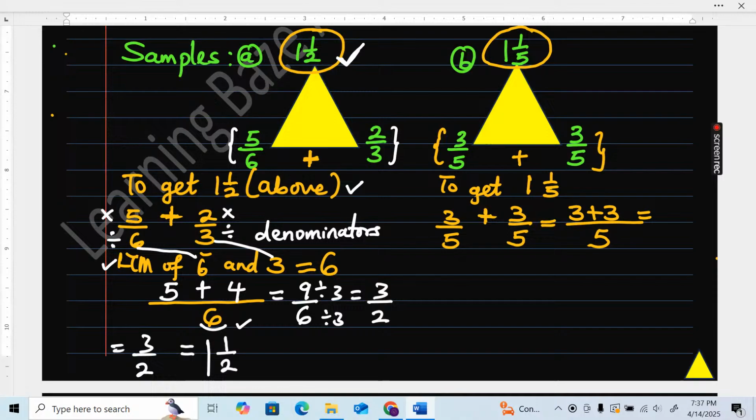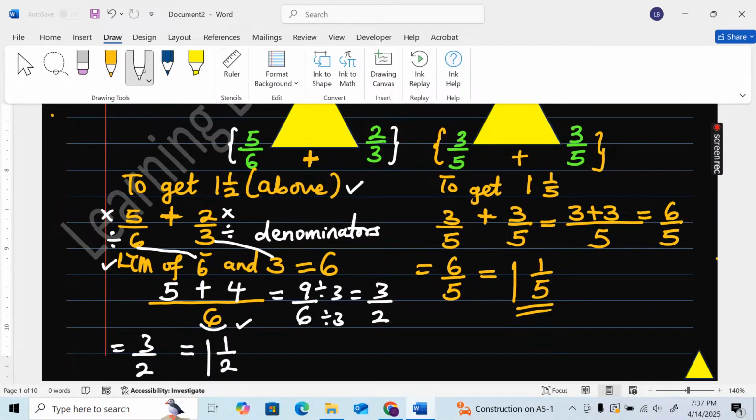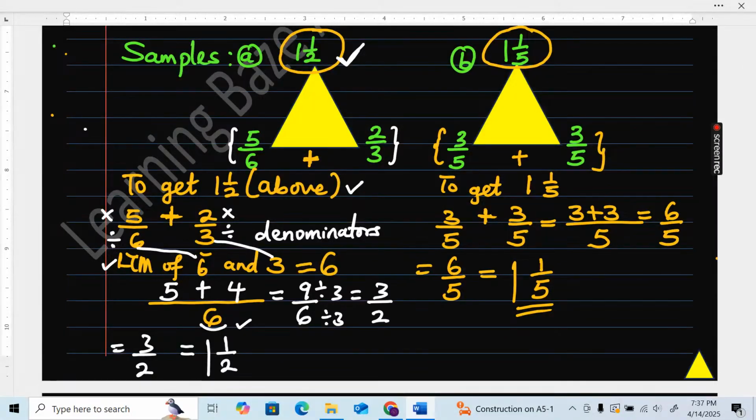3 plus 3 is equal to 6, so we have 6 over 5. Now, 6 over 5 is an improper fraction. We will change it to a mixed number. So 6 divided by 5 is one whole number, remainder 1 over 5. So the answer is one whole number, 1 over 5. That is the correct answer. So did we get the answer? Yes. You can see that we were able to get the answer.